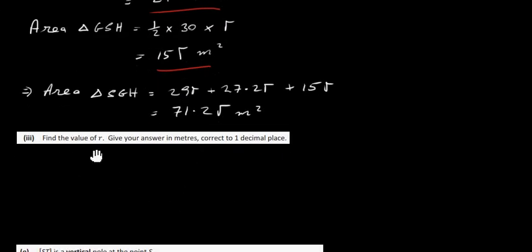Let's do part 3 then. In this particular case we have to find OR, find out what OR is. Give your answer in meters correct to one decimal place. Now we know that the area of the triangle SGH is equal to 71.2 OR, and we also know from previous part C actually that we found the area by doing half AB sine C, and it was 806.65.